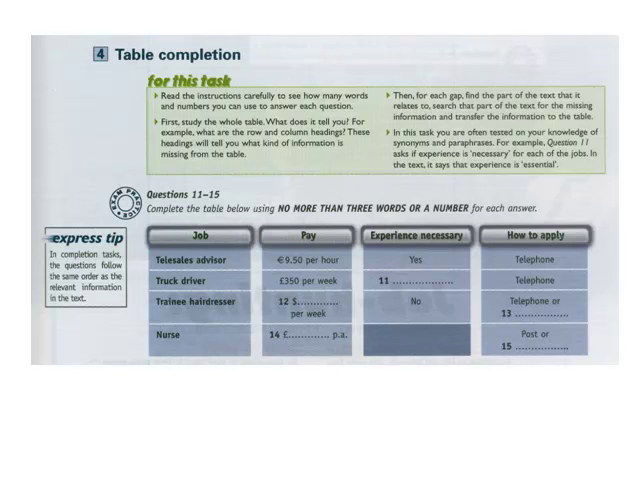If we look at the truck driver, we can see that the pay is £350 per week. We don't know if experience is necessary, and that is in fact question 11. And the way to apply is by telephone. Now when we're reading, we're going to be looking for the experience necessary for the truck driver.